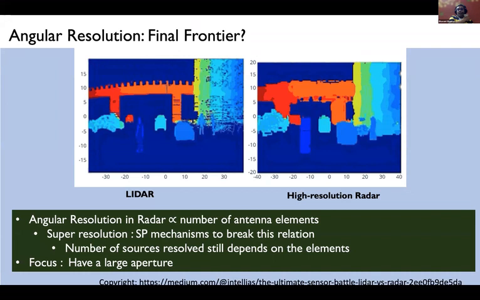And then we also have the concept of super resolution, where you have signal processing mechanisms that break this relation. So you have these algorithms like MUSIC, ESPRIT, which break this relation, but then they have another constraint that the number of sources that you could resolve depends on the number of elements. So that you could resolve two sources which are very close to each other, but the number of such sources you could resolve is again limited by the number of elements and the number of apertures, the larger aperture. So the focus now is to look at the aperture, which gives us the number of antennas.